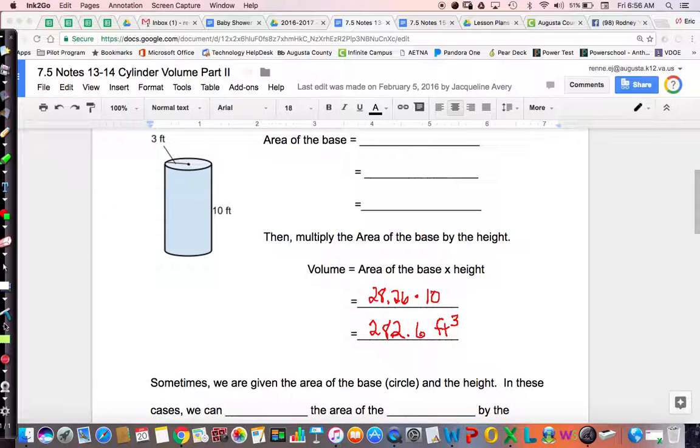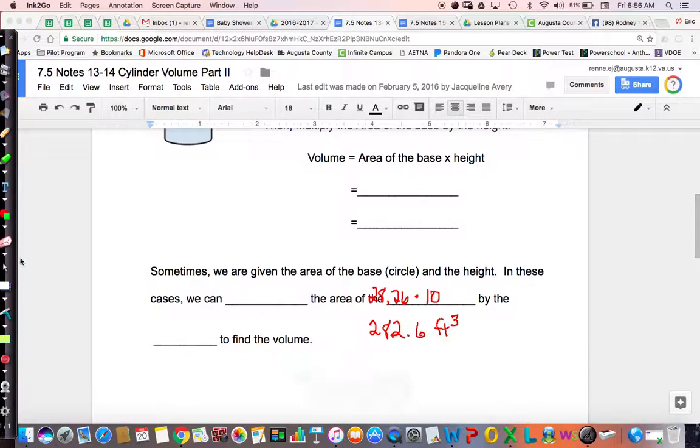So this brings us to that formula that also means volume of a cylinder. So sometimes we are given the area of the base circle and the height. In these cases, we can multiply the area of the circle by the height to find the volume.